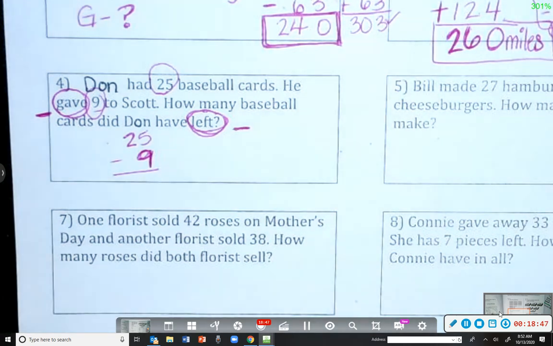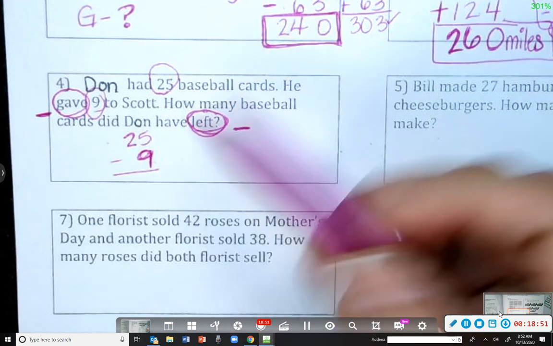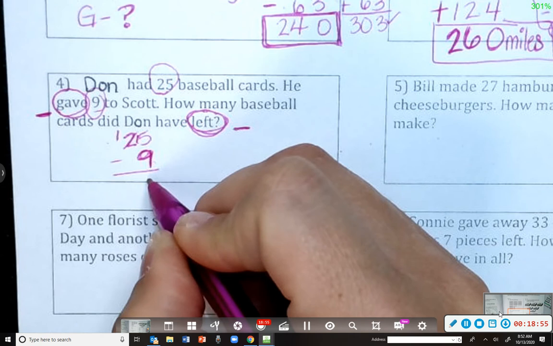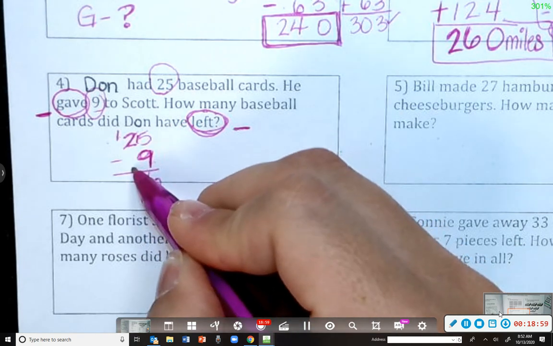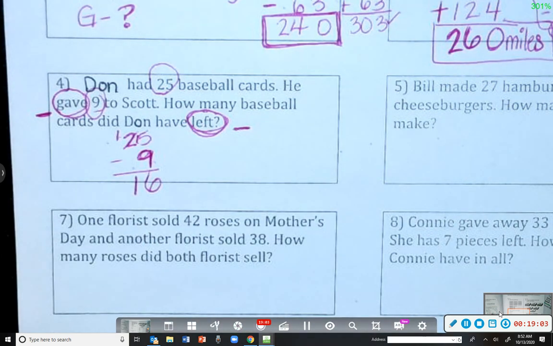25 minus 9. So we need to go next door, right? We can't do 5 minus 9. So it's 15 minus 9, which equals 6. 1 minus nothing is 1. Okay? Now, last step is to check.